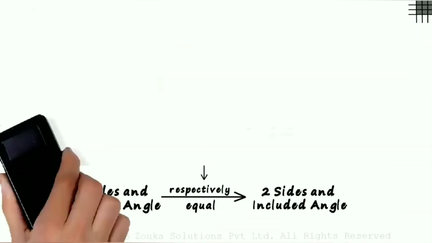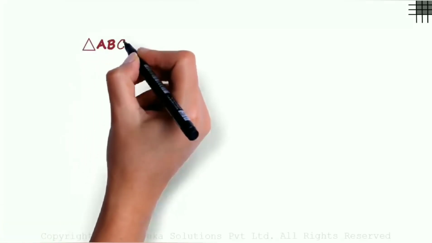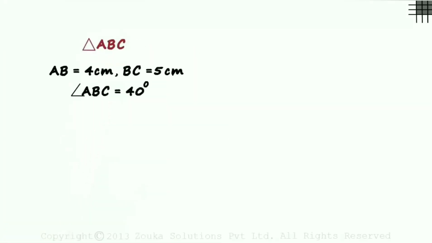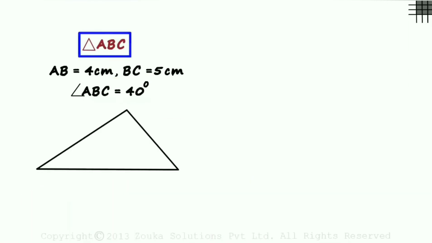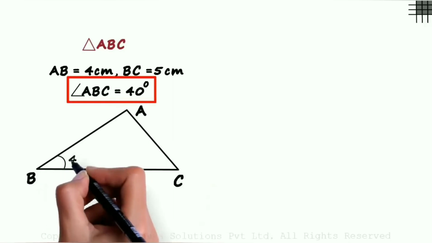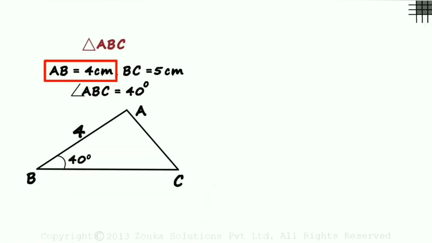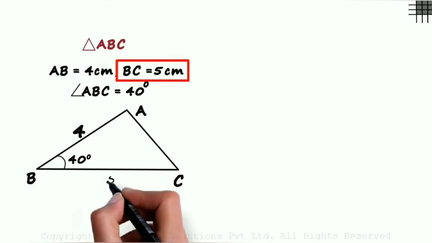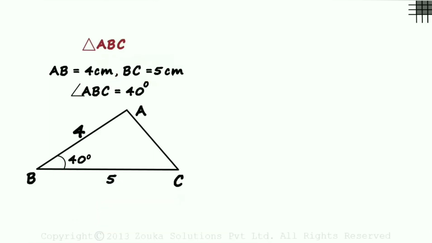Let's move to a new page to understand this. Say we have to draw a triangle ABC with the following information provided to us. We have AB equal to 4 centimeters, BC equal to 5 centimeters, and angle ABC equal to 40 degrees. So triangle ABC will shape up this way. Angle ABC is 40 degrees, AB is 4 centimeters, and BC is 5 centimeters. Note that the angle is included between the two sides.